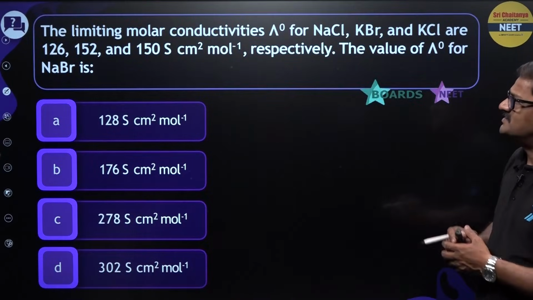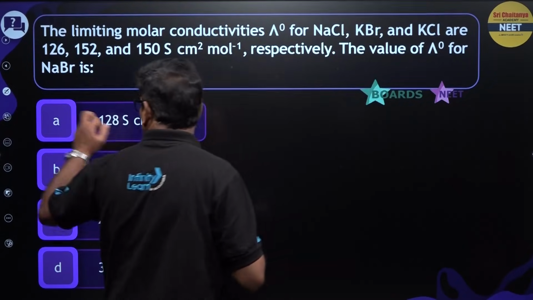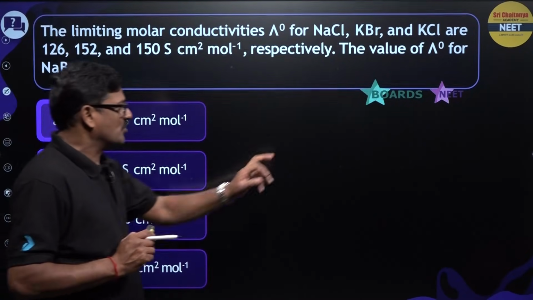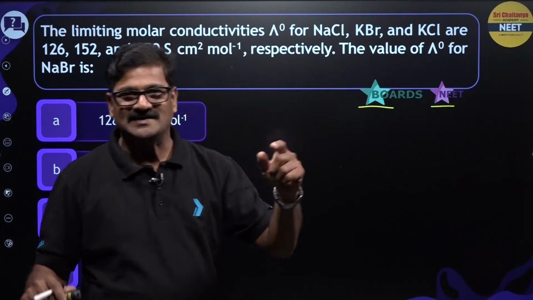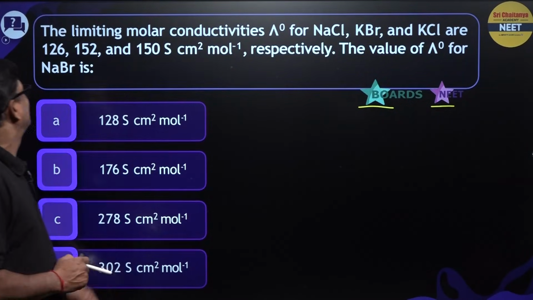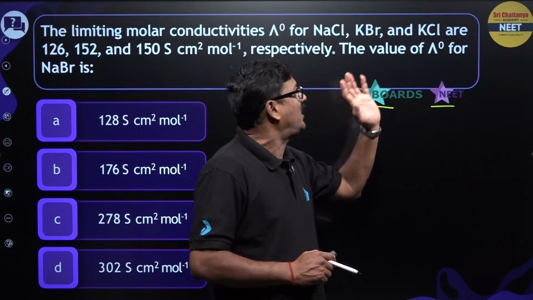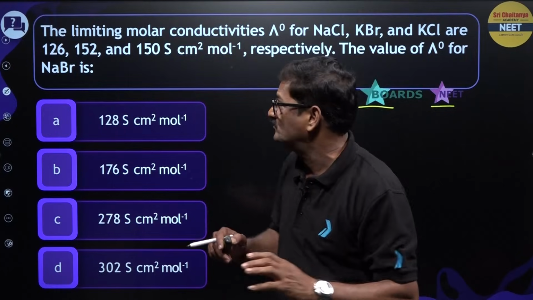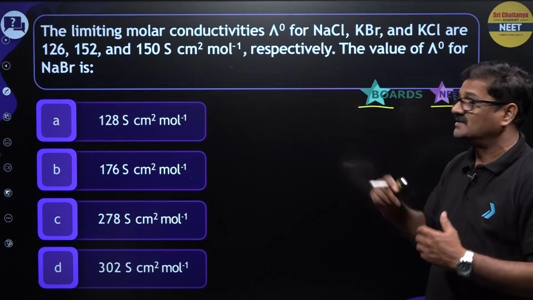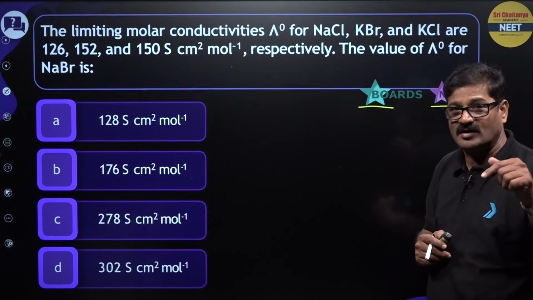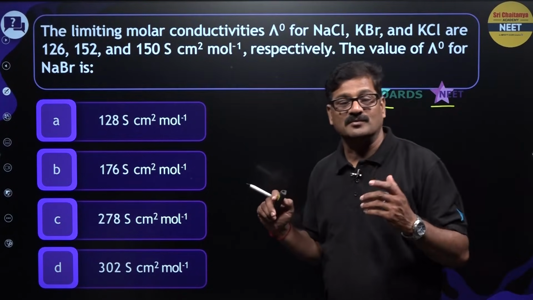And let us see, it's a super concept. We are giving this session so that boards and NEET preparation can go on parallelly, isn't it? So, the limiting molar conductivities for sodium chloride, potassium bromide and potassium chloride are given as 126, 152, 150 Siemens centimeter square mole inverse, and we need the value of the molar conductivity of sodium bromide.